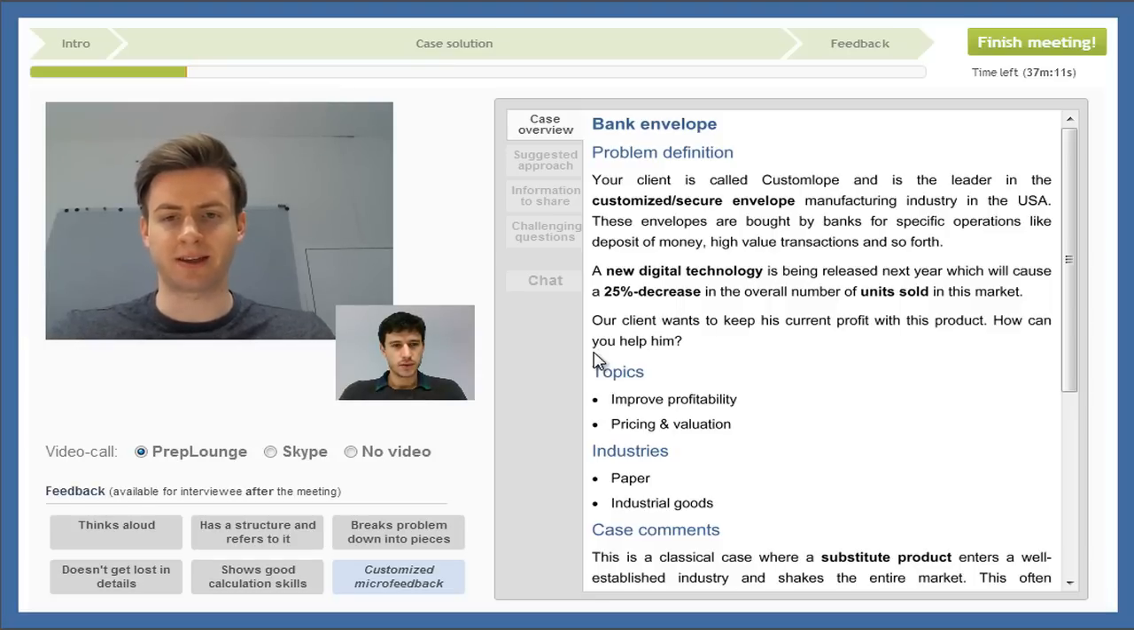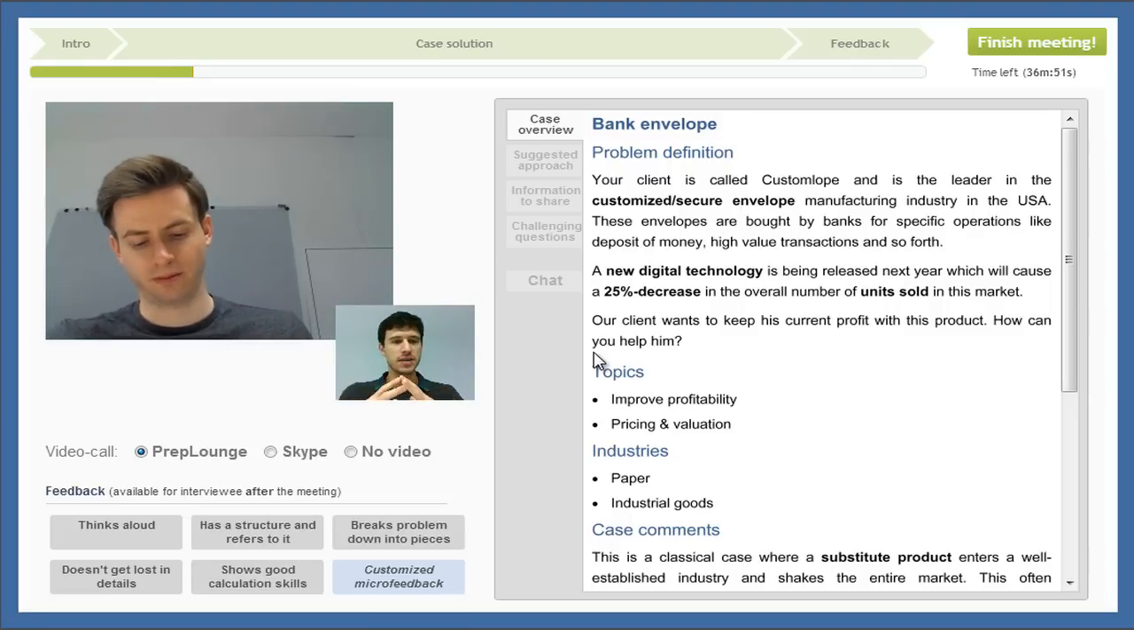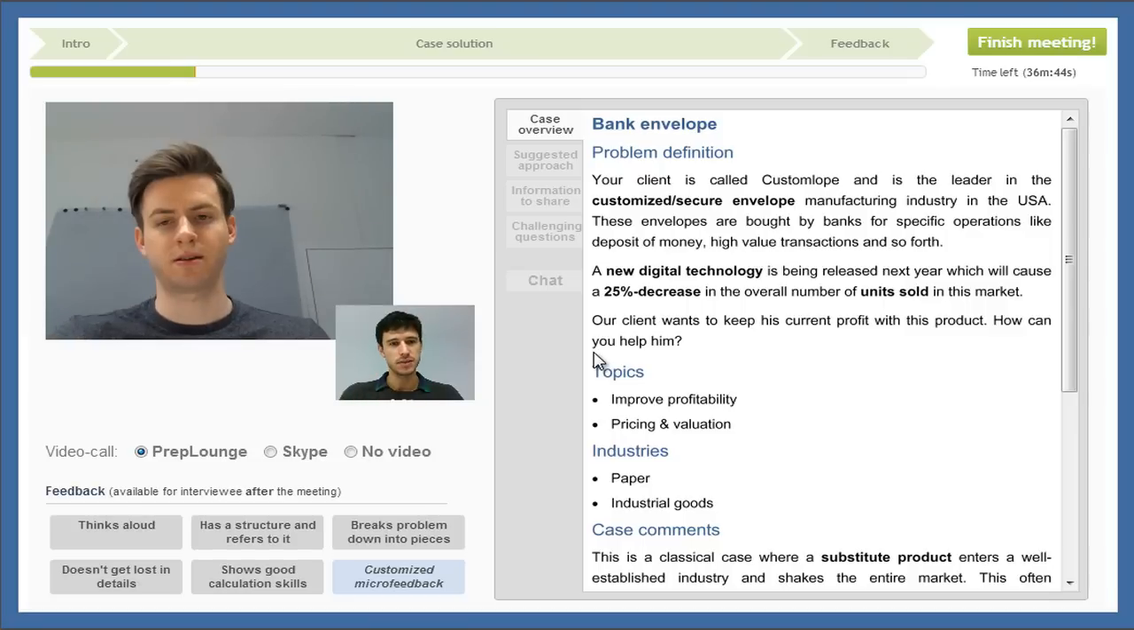That's definitely an interesting case. But just to clarify, what is meant by keeping profit? Keeping the same profit margin, or just keeping the same absolute amount of profits? That's a good question. Indeed, the client wants to keep the amount of dollars. So how many dollars they are making now, they want to make exactly the same next year, even with this drop in the market, this decrease.